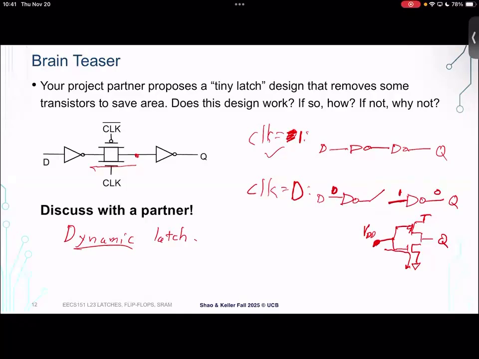Okay, so we've looked at now three different designs of latches. Two of them are reasonably robust. This one is a dynamic latch, probably not safe to use in a modern process, unless you want to take a lot of risks or be very, very careful in how you use it.